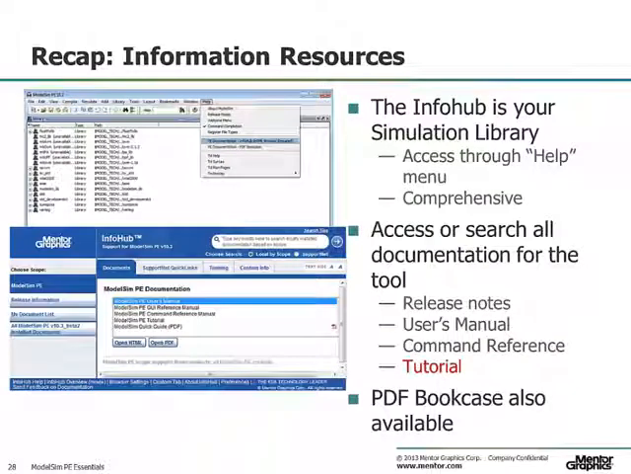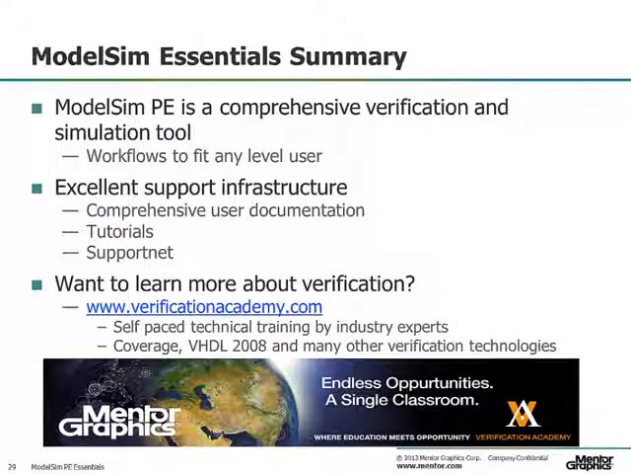So a recap. The Info Hub is your simulation library. Access it through the GUI in the Help menu. You have a very comprehensive resource here. You can search for a keyword that you may have seen in the warnings or errors that come from the transcript window. You can also see the PDF bookcase, which has a similar, if not all the same, information. Release notes, user's manuals, command reference, and again the tutorial that I've stressed that you should be using with its examples.